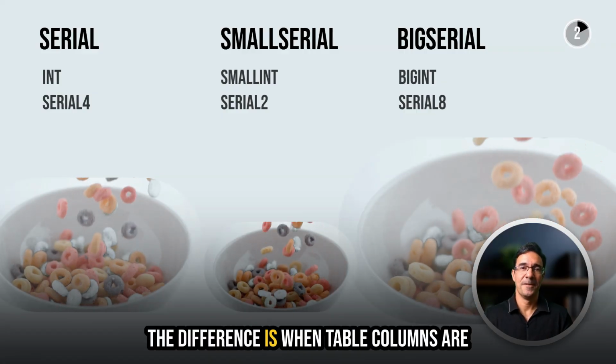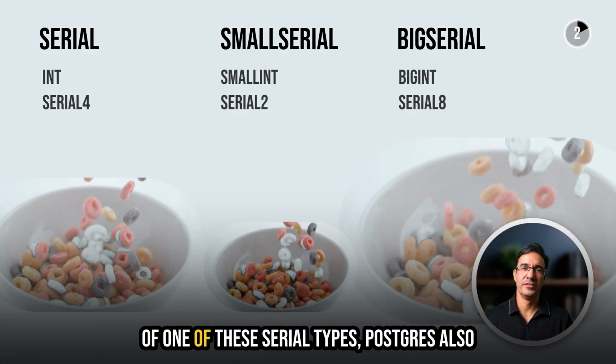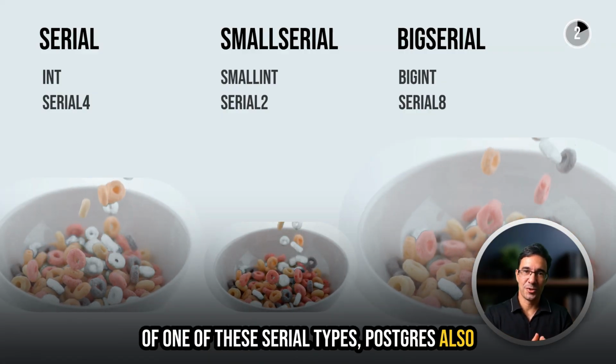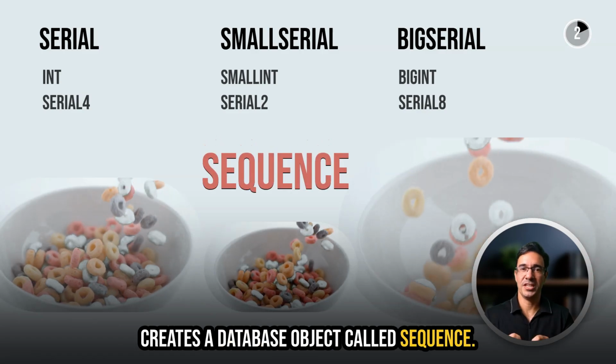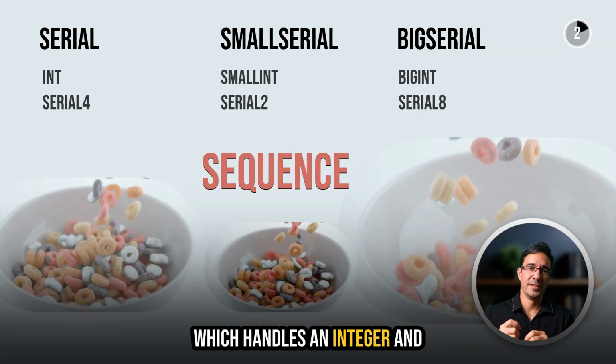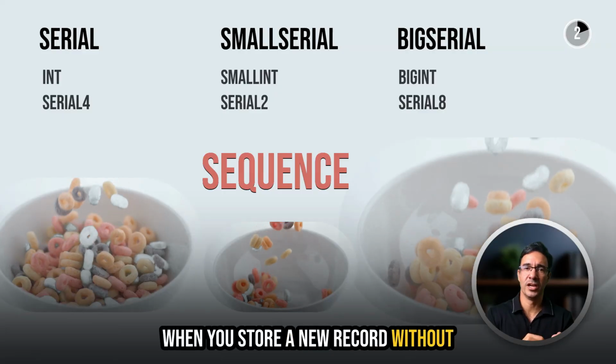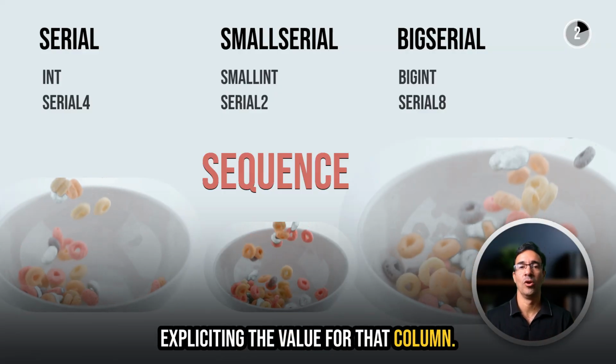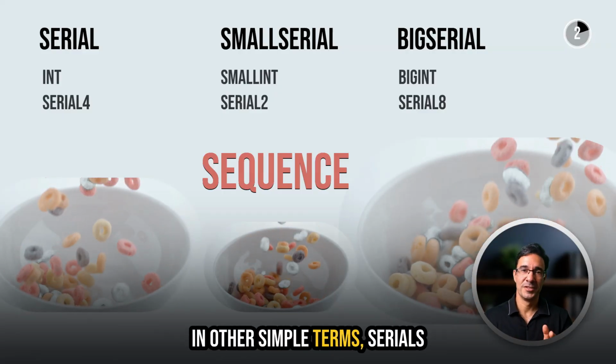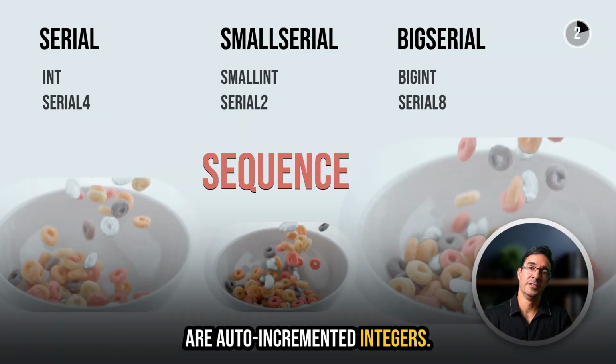The difference is, when a table column is of one of these serial types, Postgres also creates a database object called a sequence, which handles an integer and automatically computes its next value when you store a new record without specifying the value for that column. In other simple terms, serials are auto-incremental integers.